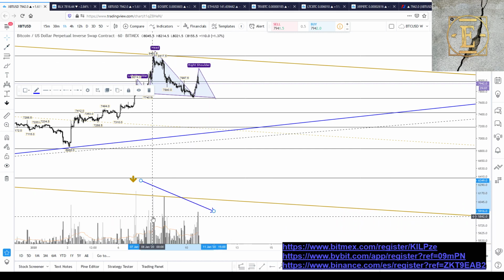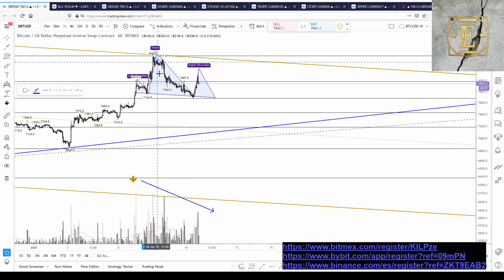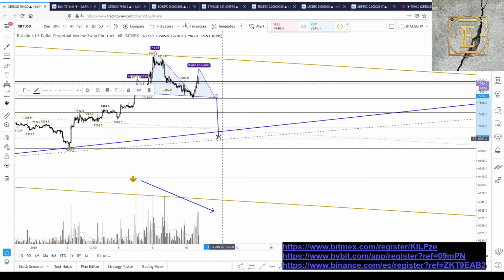This is not as good as this one, and not as good as this one. So this could be a possibility, and if we project this up to this level, we go to more or less the trend line.